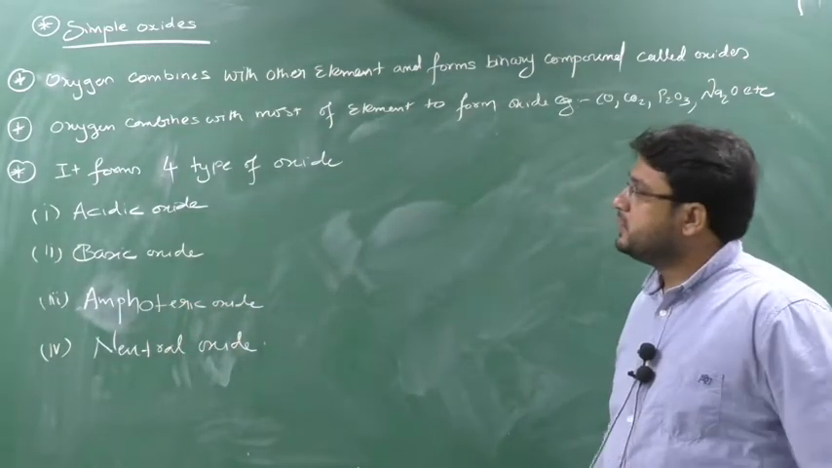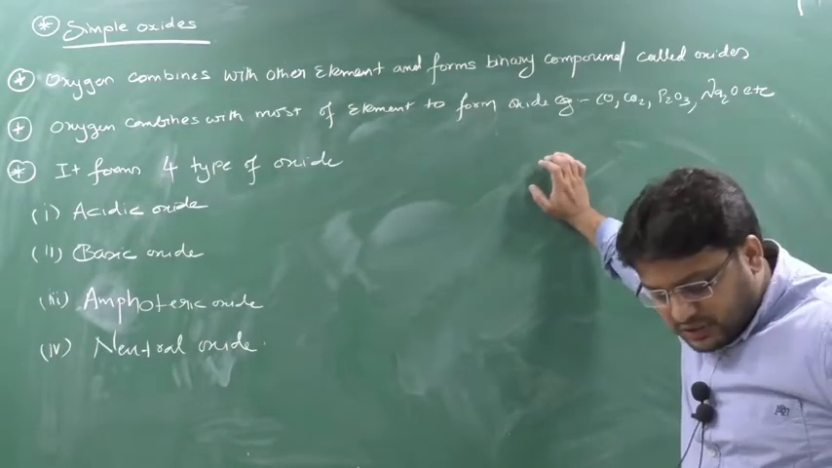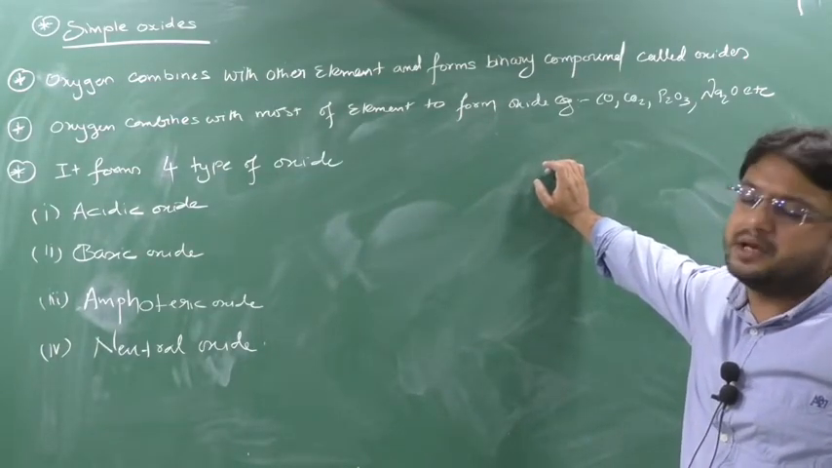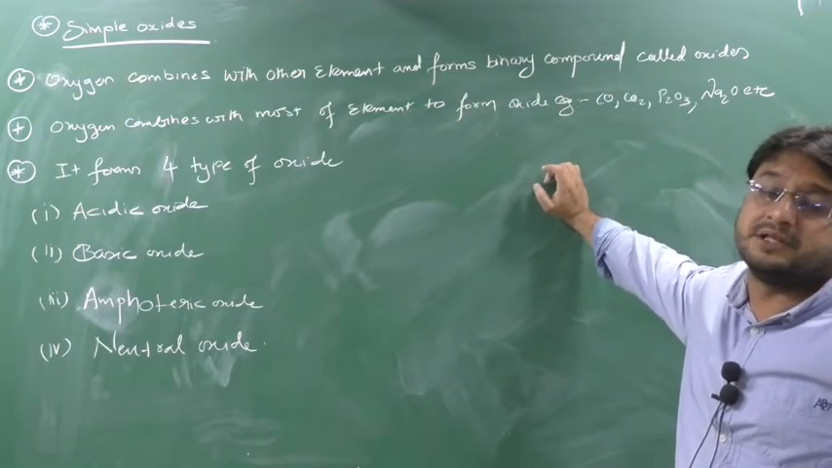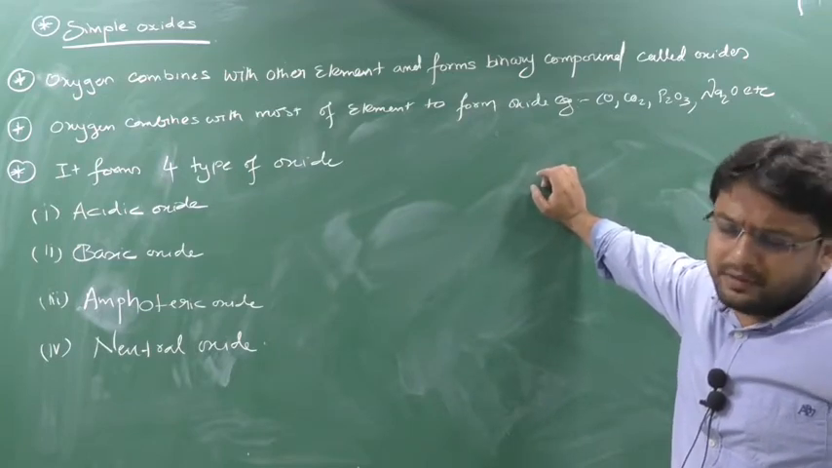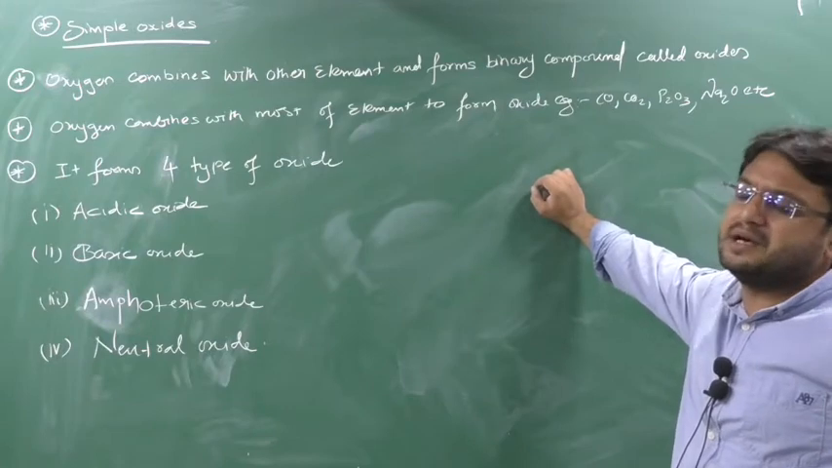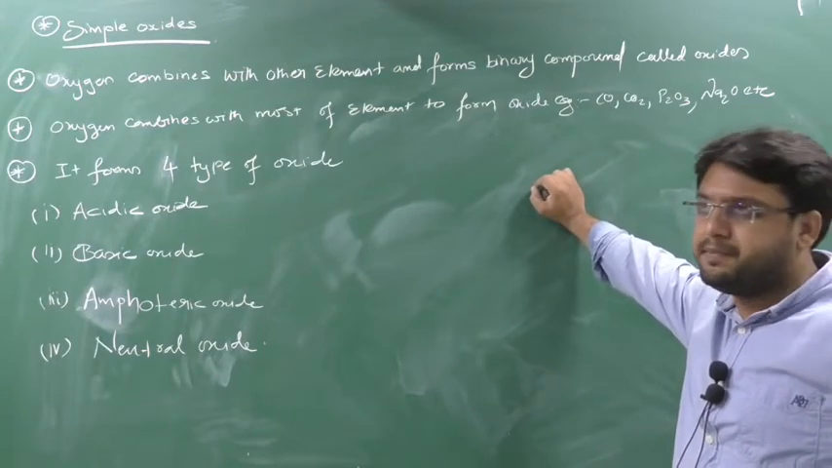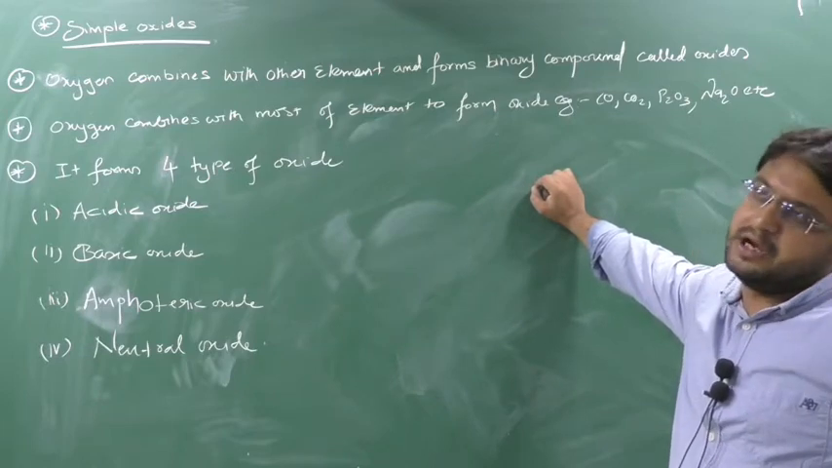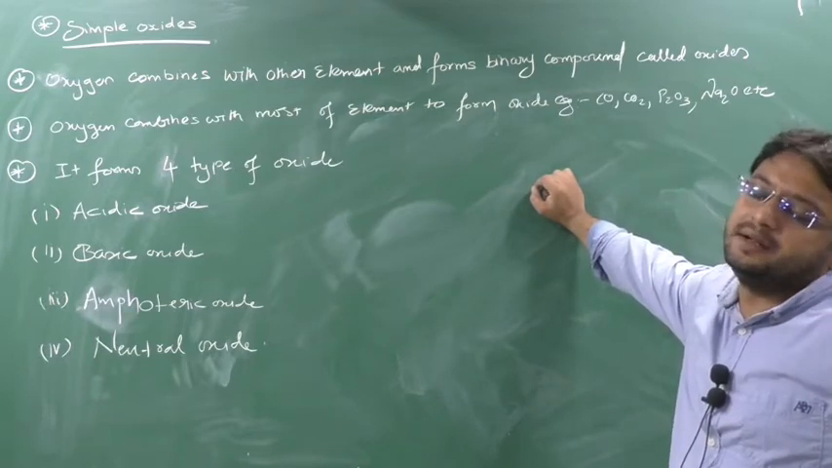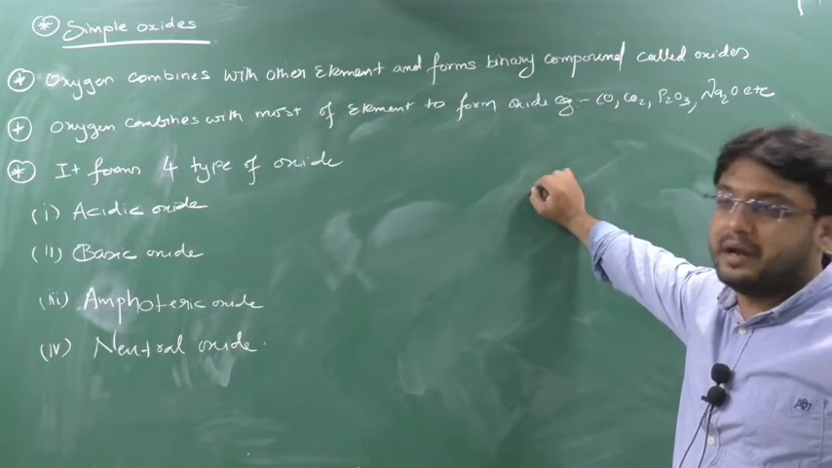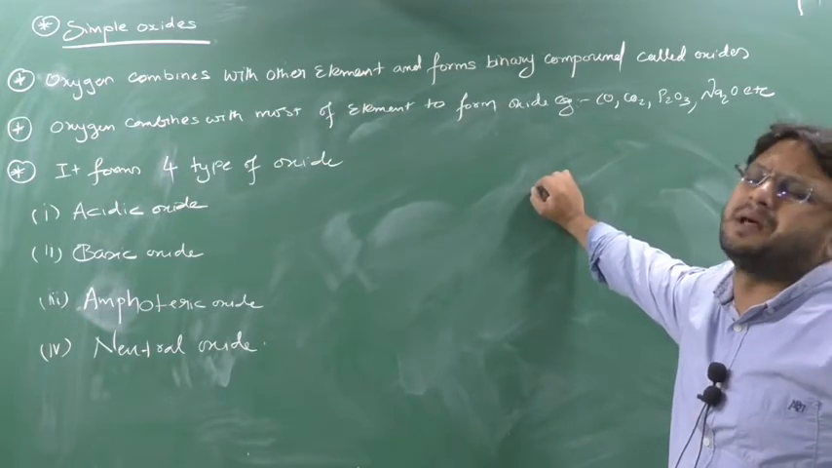Clear this part? So first point clear, that oxygen will combine with a number of elements and form a binary compound, and that binary compound itself is an oxide. Examples: carbon monoxide, carbon dioxide, sulfur trioxide, phosphorus pentoxide, vanadium pentoxide, copper oxide, chlorine oxide. Then lithium oxide, sodium oxide, potassium oxide, magnesium oxide, zinc oxide, there are a number of them.